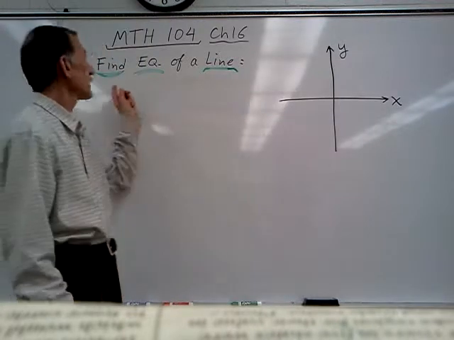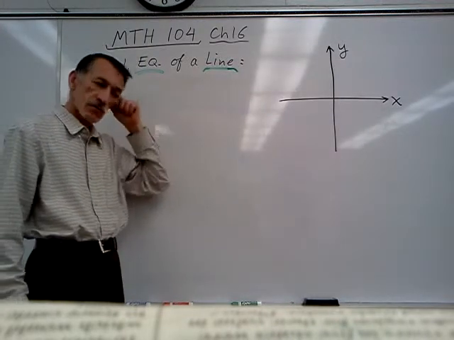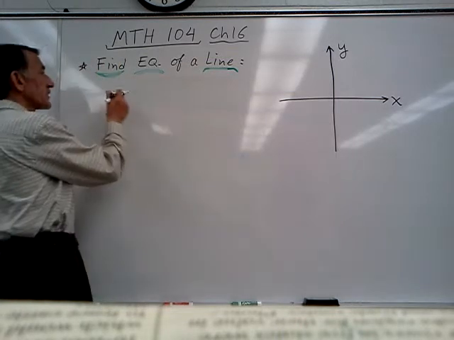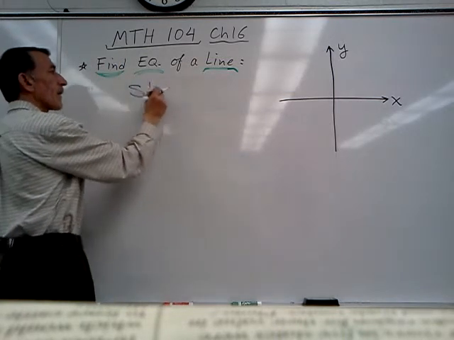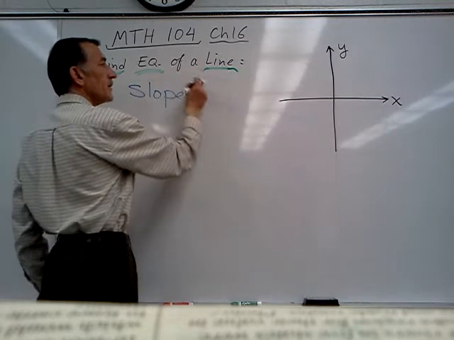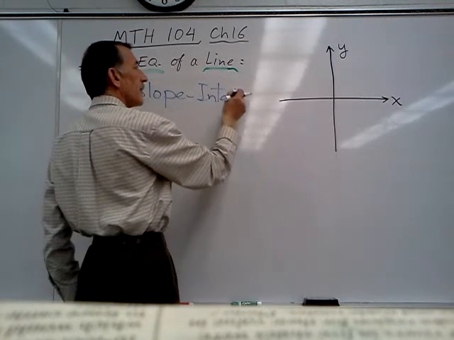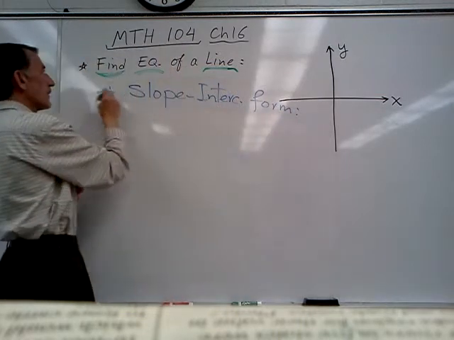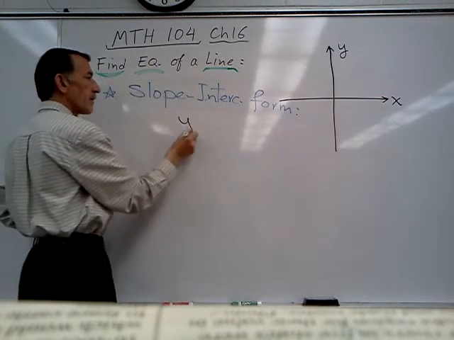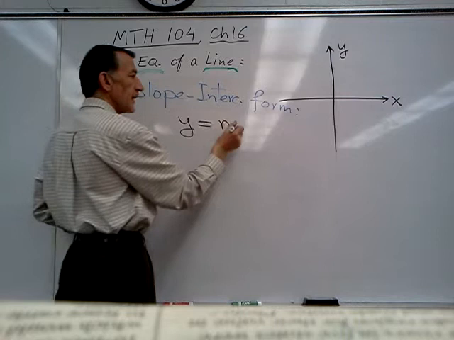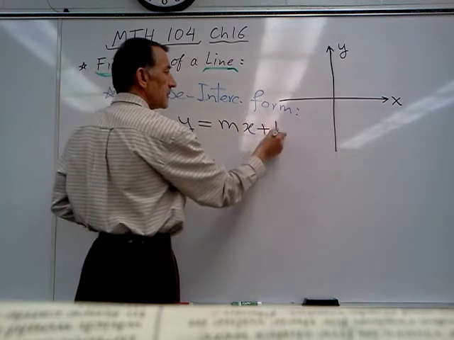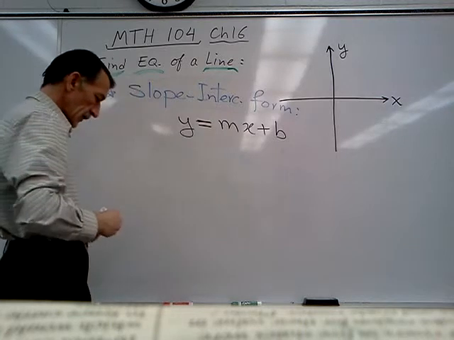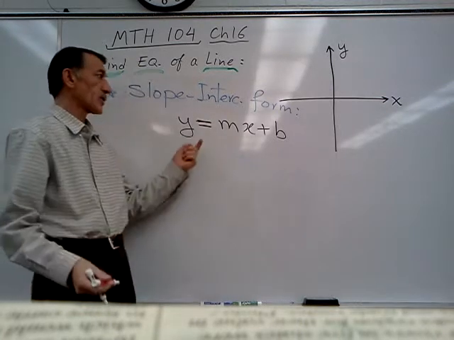And in order to find the equation of a line, the first thing we need to know is the slope-intercept format. The slope-intercept format says that y is equal to m times x plus b. Y is equal to m times x plus b. If you notice, this is an equation of the line.